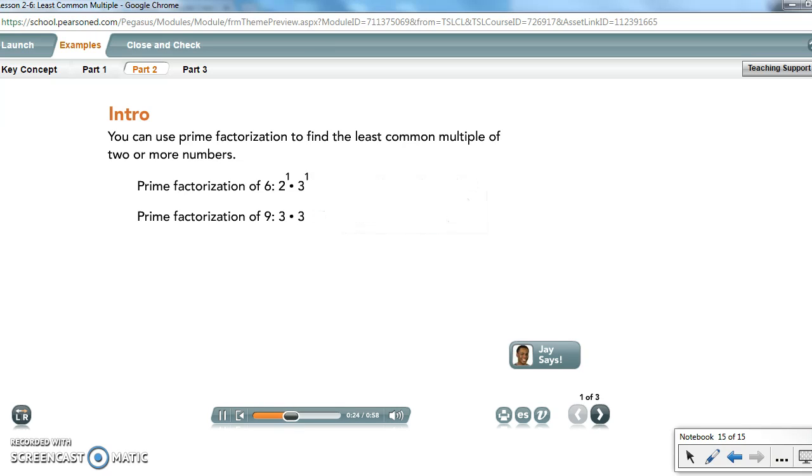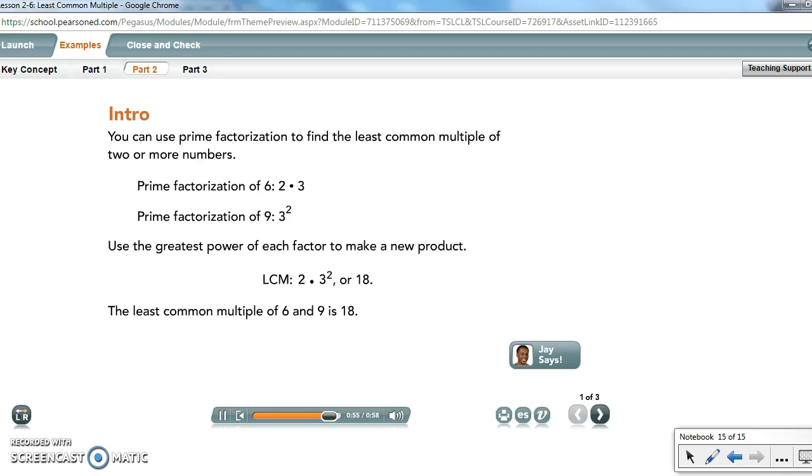Each factor in the prime factorization for 6 is raised to the power of 1. You can write 3 times 3 as 3 squared. Use the greatest power of each factor to make a new product. The greatest power of 2 is 2. And the greatest power of 3 is 3 squared. The least common multiple is equal to the product of 2 and 3 squared. The least common multiple of 6 and 9 is 18.